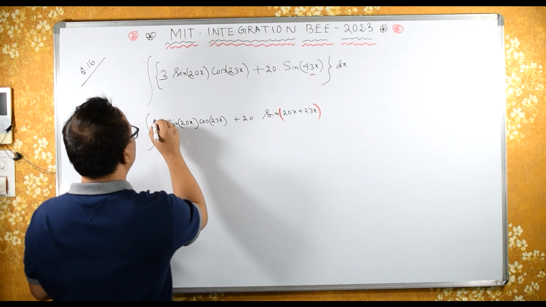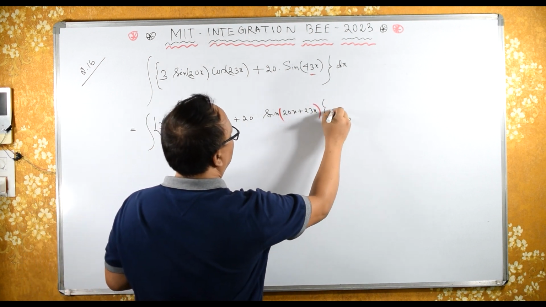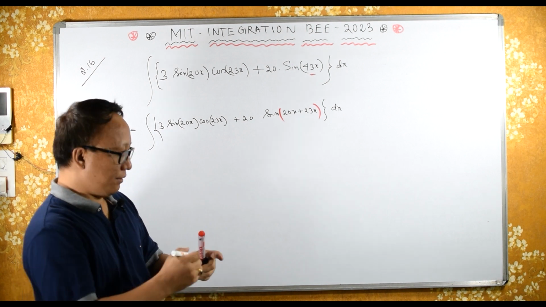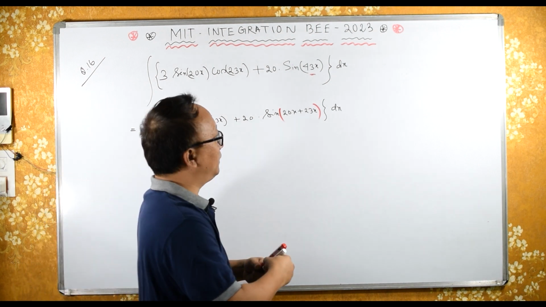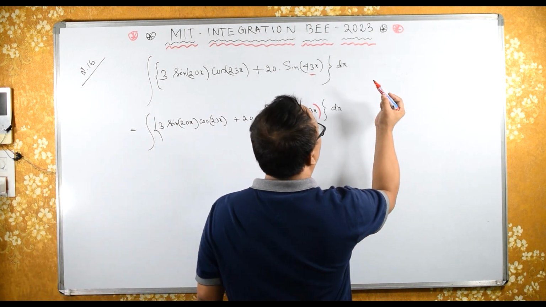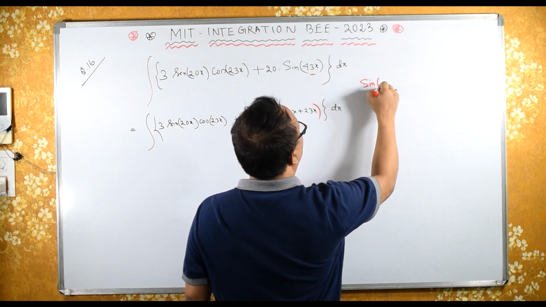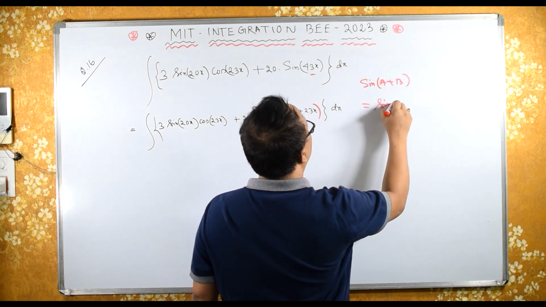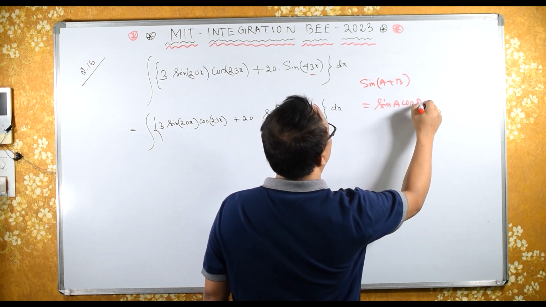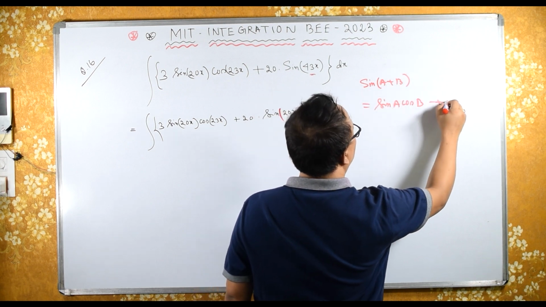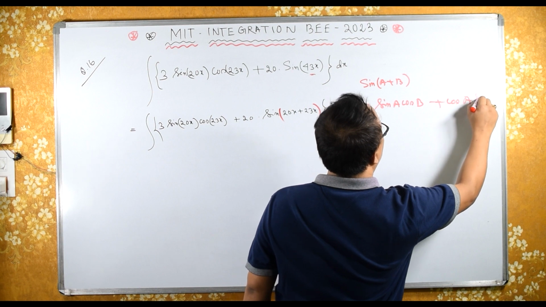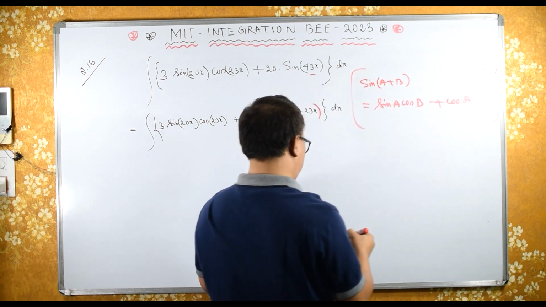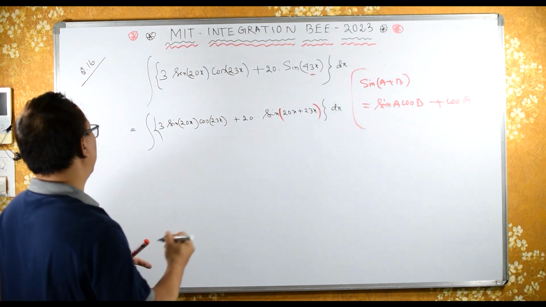And this becomes dx. Now, what is sin(A plus B)? We have the formula: sin(A plus B) is equal to sin A cos B plus cos A sin B. Let's apply this formula.